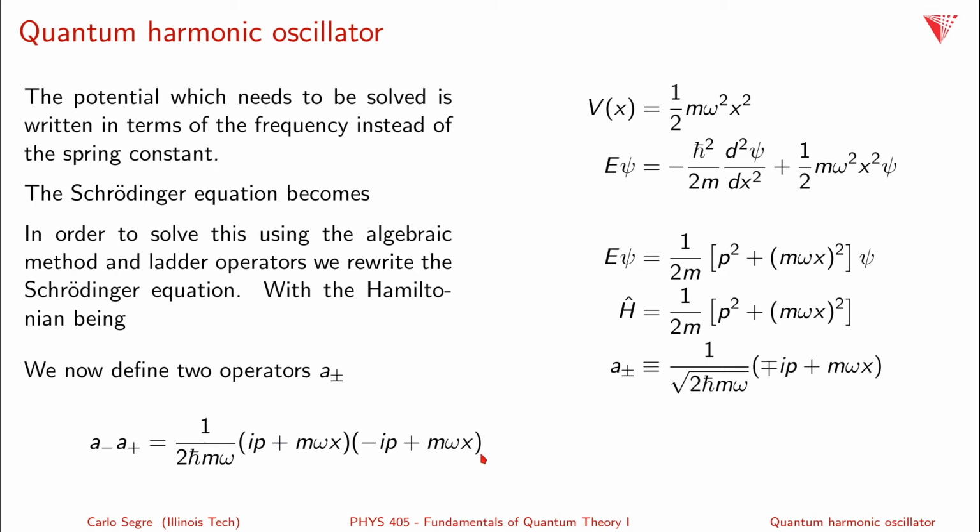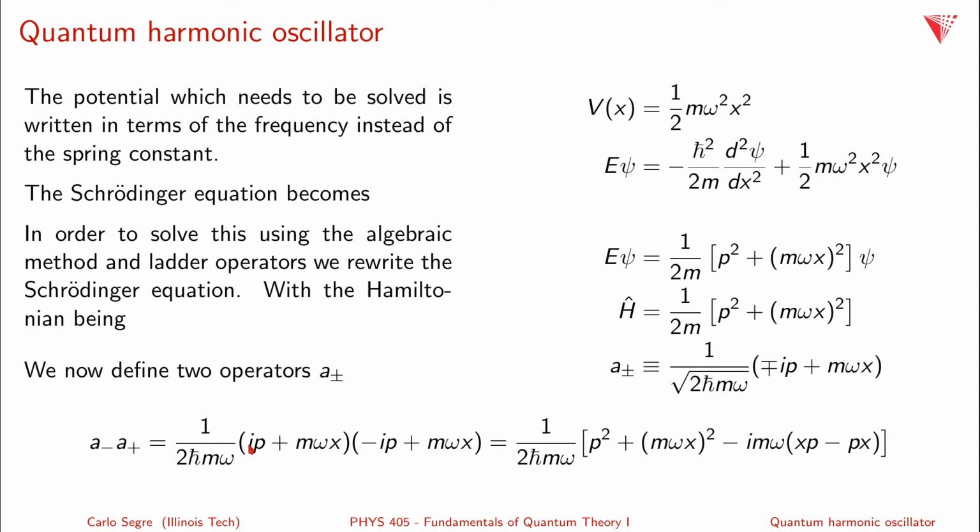I can multiply this out, and I get the following. 1 over 2 h bar m omega, p squared plus m omega x quantity squared. That's just this term here, where the i minus i gives me a plus sign, plus 1. And then I have m omega x quantity squared. And then I have the cross terms.